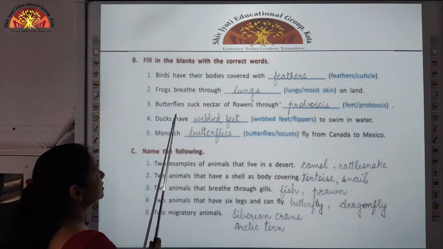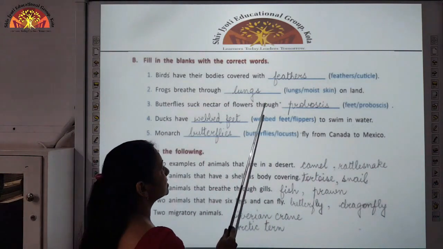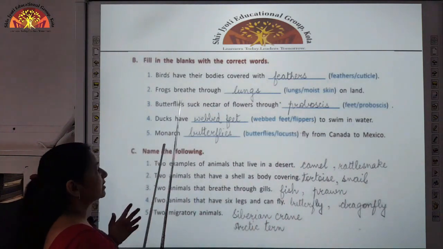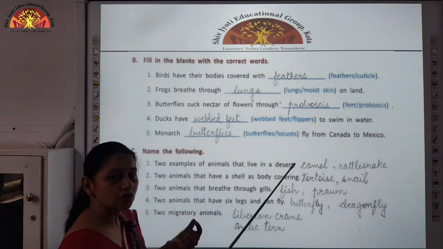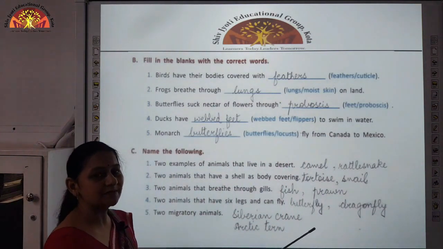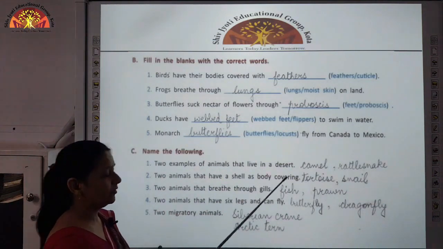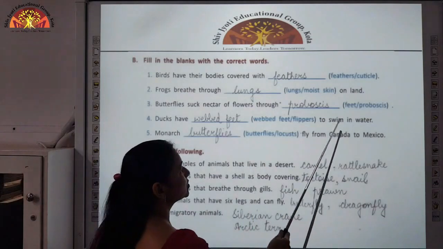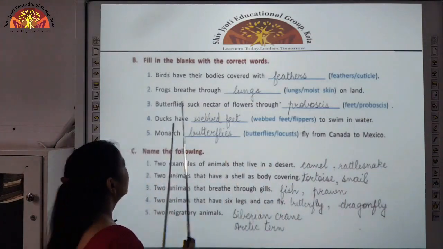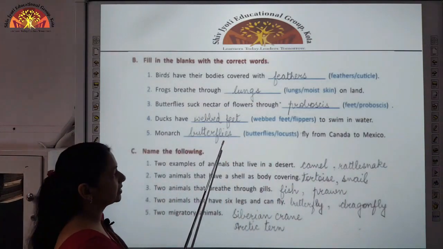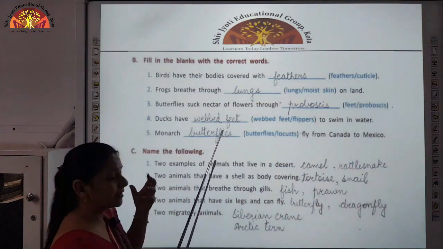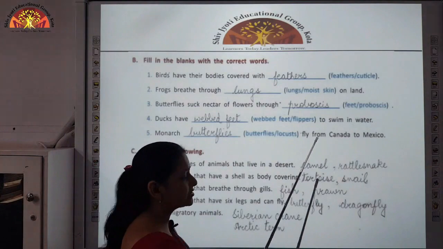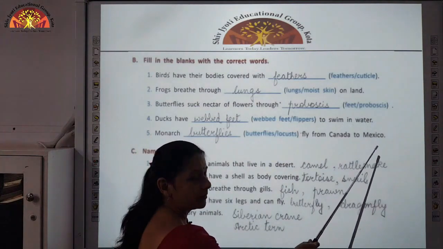Next is butterflies suck nectar of flowers through proboscis is the correct answer. Butterflies, they have a thin long tube called proboscis which helps them to suck nectar from flowers. Ducks have webbed feet to swim in water. Next is monarch butterflies. This is a migratory insect, monarch butterflies. It flies from Canada to Mexico.